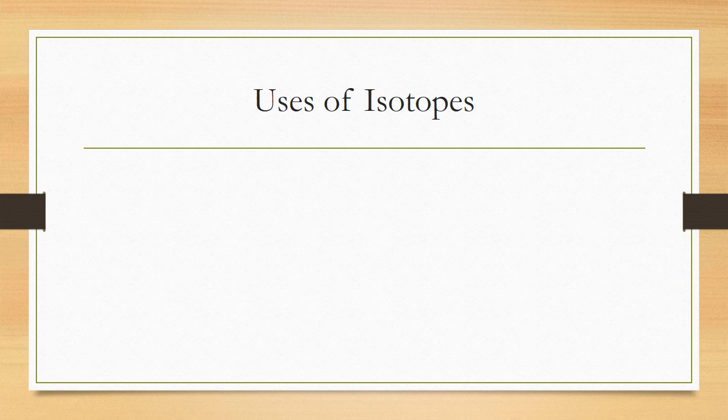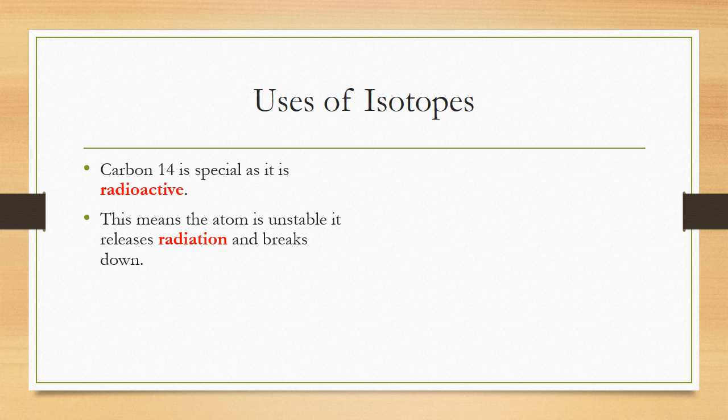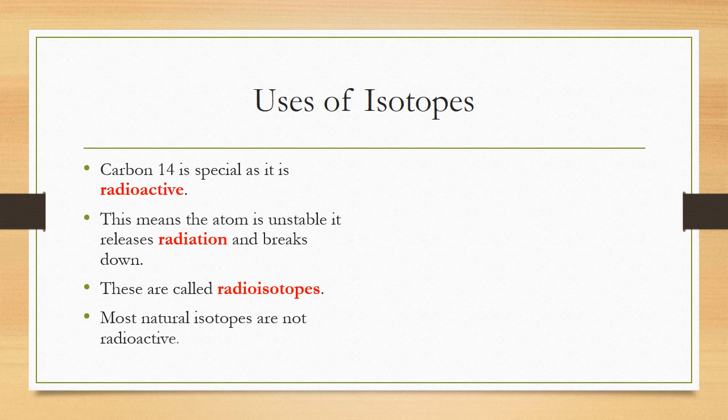So how do we use isotopes? Well, carbon 14 is special as it's radioactive. Not all isotopes are radioactive. That means the atom is unstable and releases something called radiation as it breaks down. We call these radioisotopes. Most natural isotopes are not radioactive.